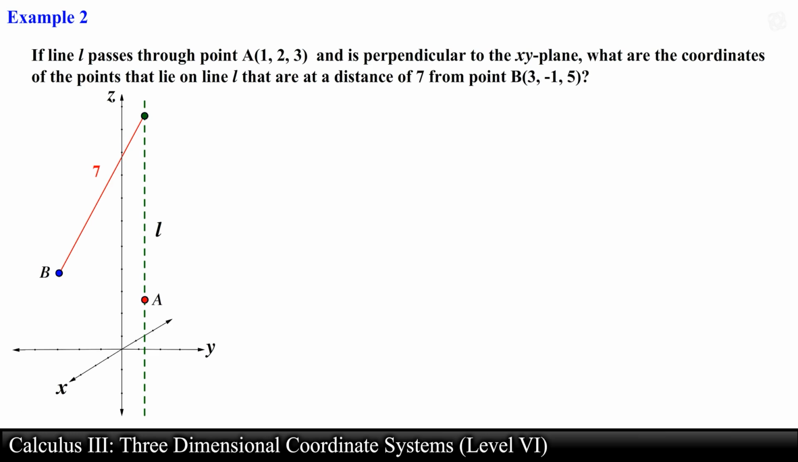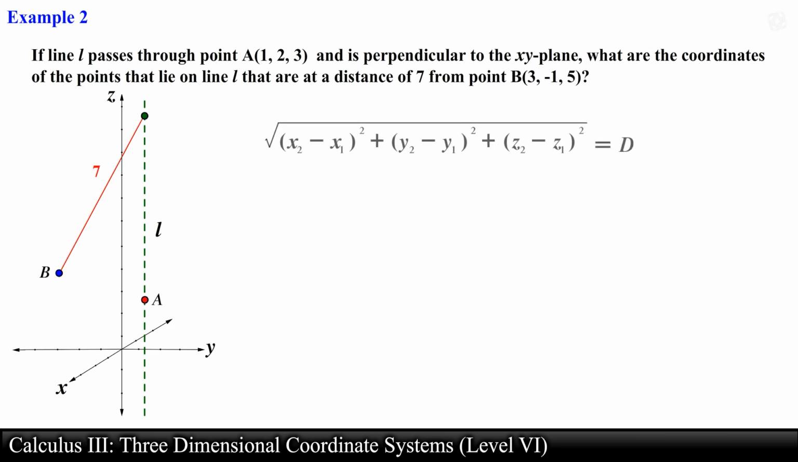Since we are dealing with the distance between 2 points, it makes sense to use the distance formula in 3 dimensions. In order to use this formula, we need 2 points. Since we are trying to find the distance from point B to a point on the line, we will assign point B as point 1 and the point located on the line as point 2. Let's label this point as point P.